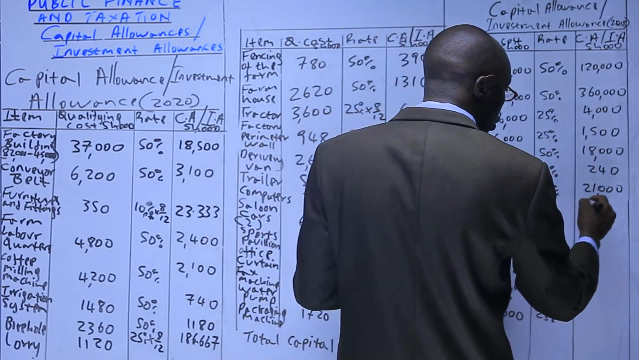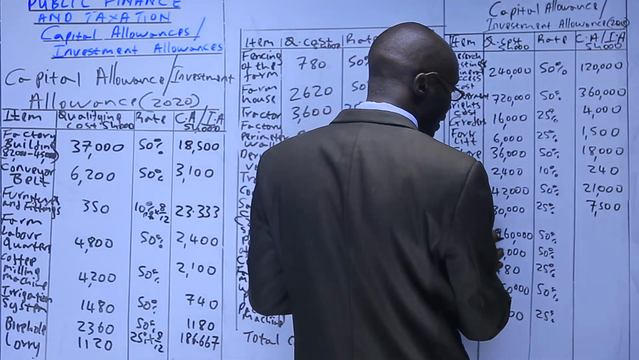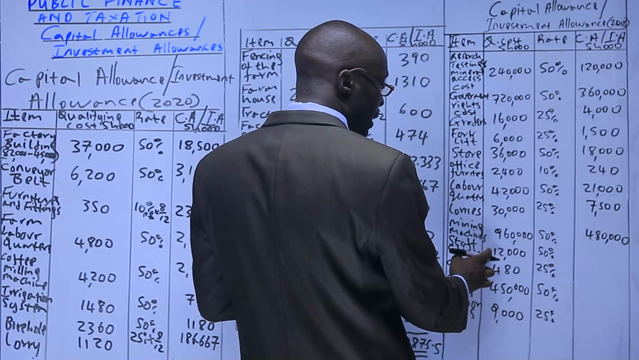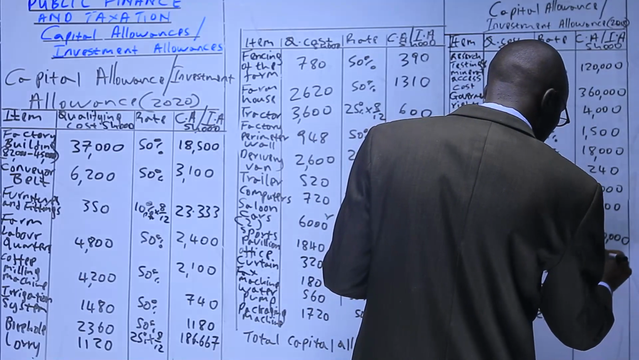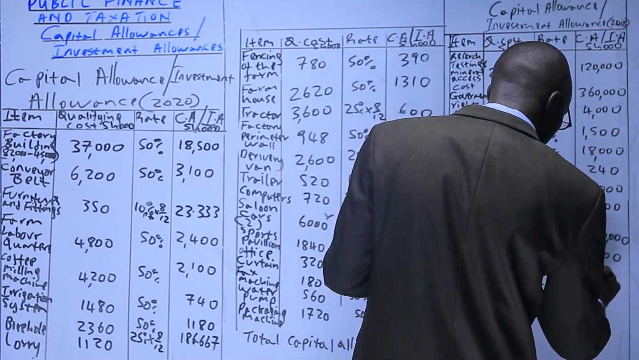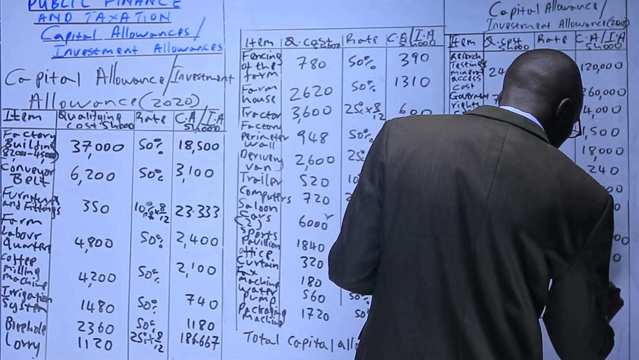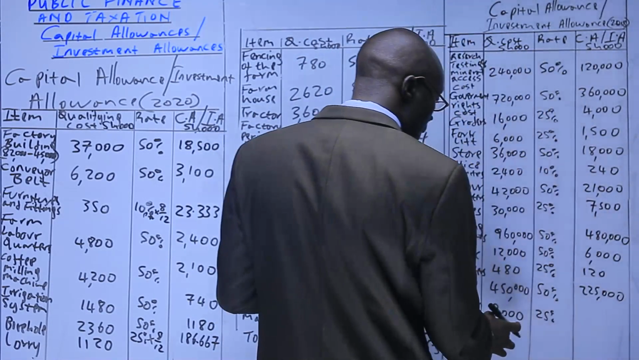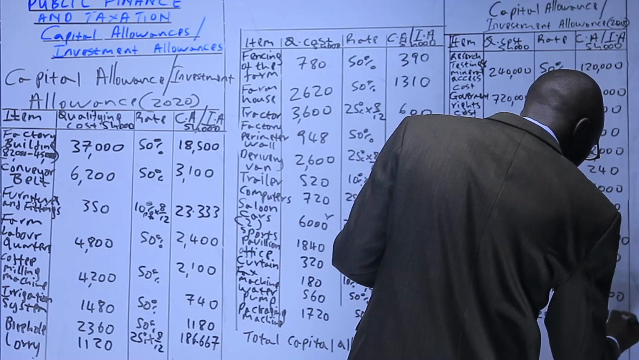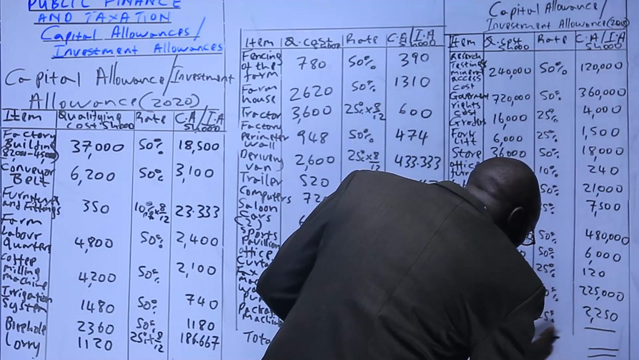25% of 30, that will be 7,500. 50% of 960, that will be 480,000. 50% of 12, that's supposed to be 6,000. 25% of 480, that will be 120. 50% of 450, that will be 225,000. 25% of 9,000, that will be 2,250. And with that, we now get the total capital allowance.